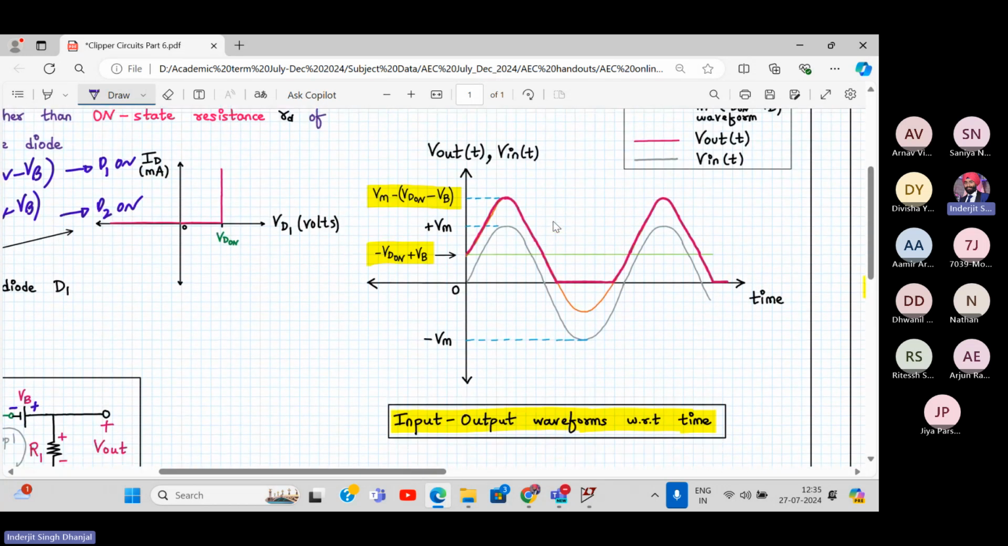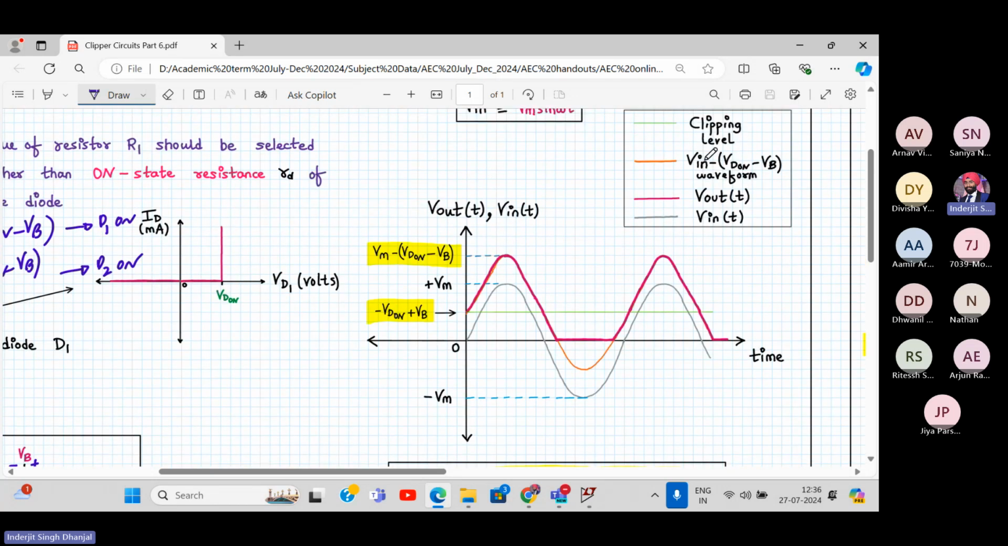Now drawing the input output waveform, it's quite a challenge. Now this orange color waveform which I have drawn up, first I have to draw that because it is VM minus VD on minus VB. So this will go above. So if I treat this Vin as 0, finding this level. If I treat this Vin as 0, okay, so what will it be? Minus VD on, VD on is 0.7 let's say, plus VB. So let's say this VB is 2 volt, let's say.